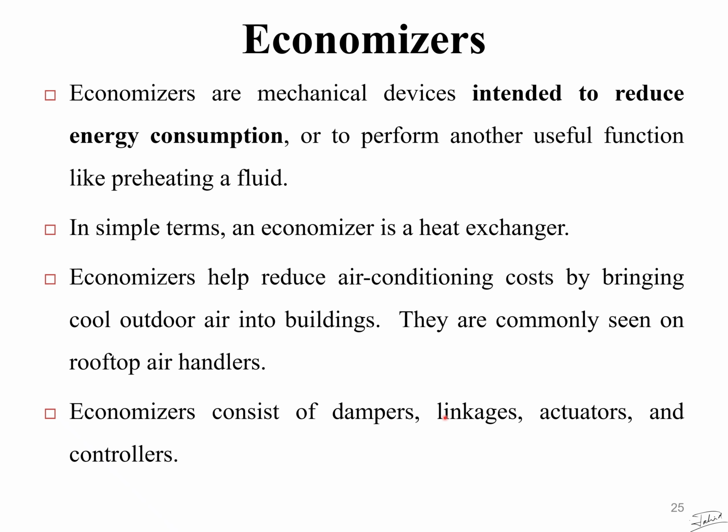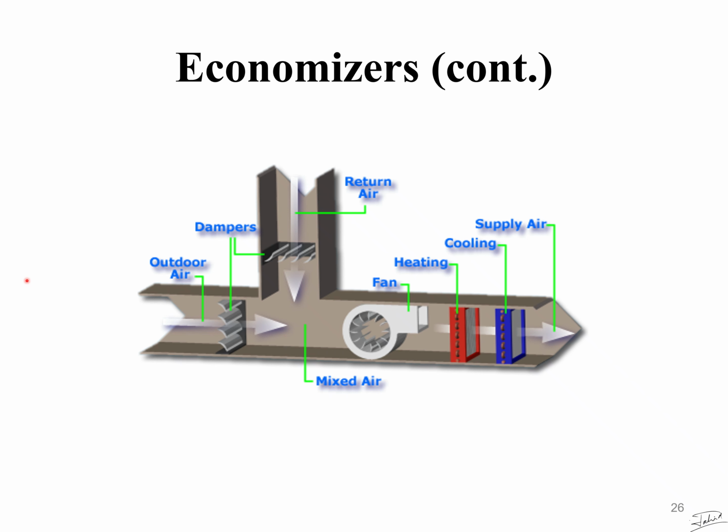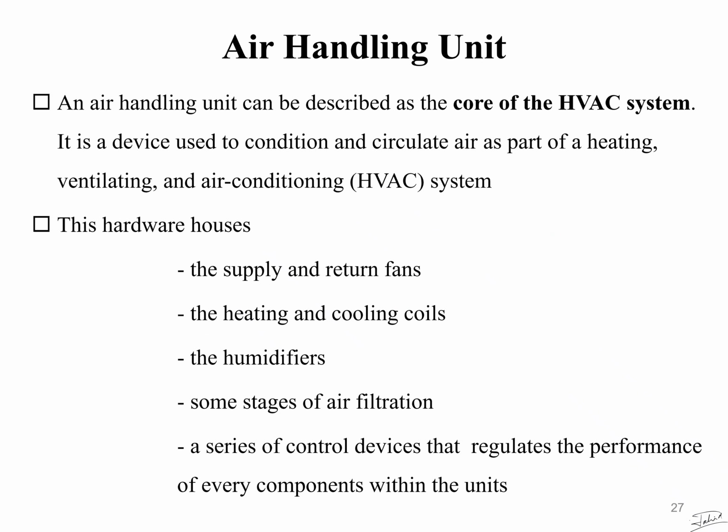An economizer consists of dampers, linkages, actuators, and controllers. So this is overall a photograph of an economizer. We can see that it collects the outside cold air and makes the system very efficient.